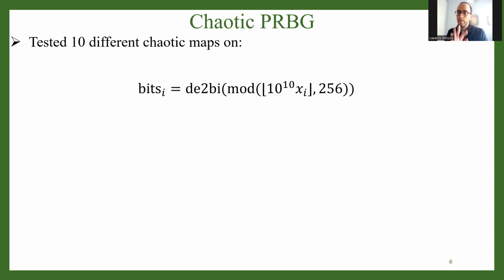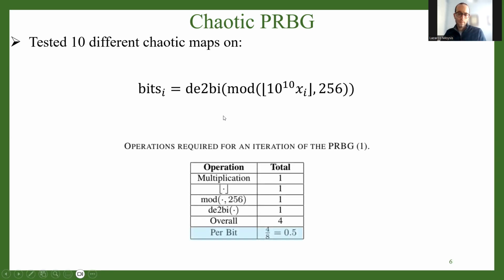we tested it on 10 different chaotic maps. We took many different maps from the literature, like the logistic and the sine map, which are very classic. But we also took some maps that are more recent, from publications of the last couple of years. And we tested all of them with respect to all the conditions that I mentioned earlier. So first of all, let me talk about the PRBG. It is very standard, as I said, but it also has a very good characteristic regarding the balance between the number of operations and the number of bits produced.